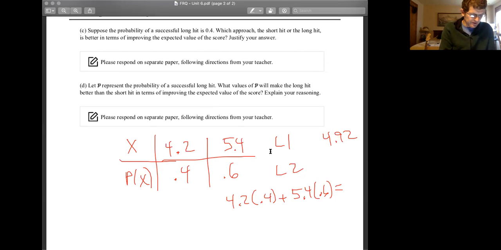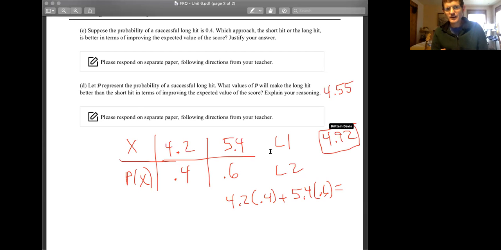I guess I could plug that in the calculator. But we started with an expected value of 4.55. And then when Miguel tried the long shot, it increased his expected value to 4.92. So we can conclude that it's not a good idea for him to try the long shot, because it's actually going to be worse for him in the long run.